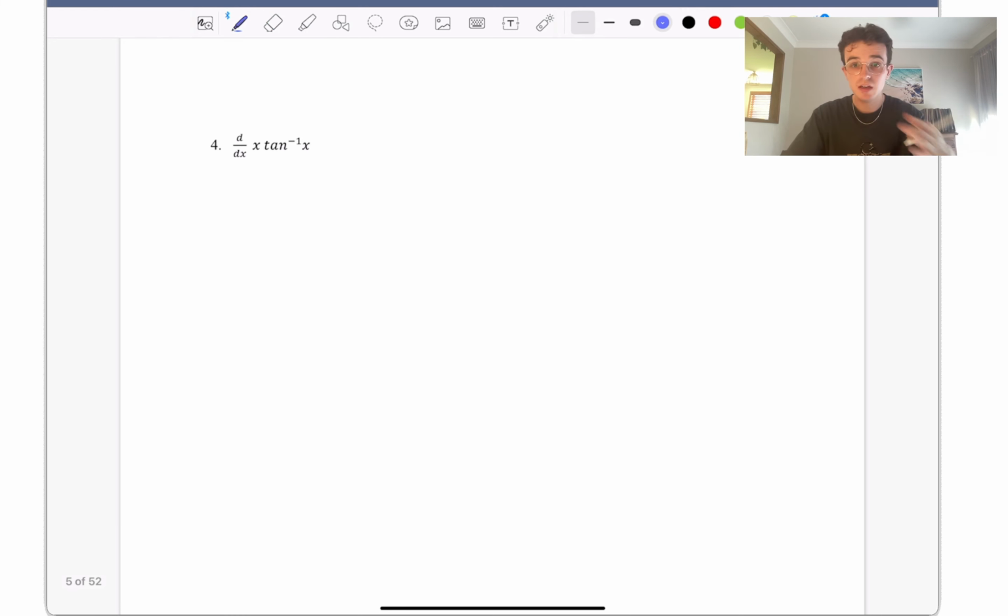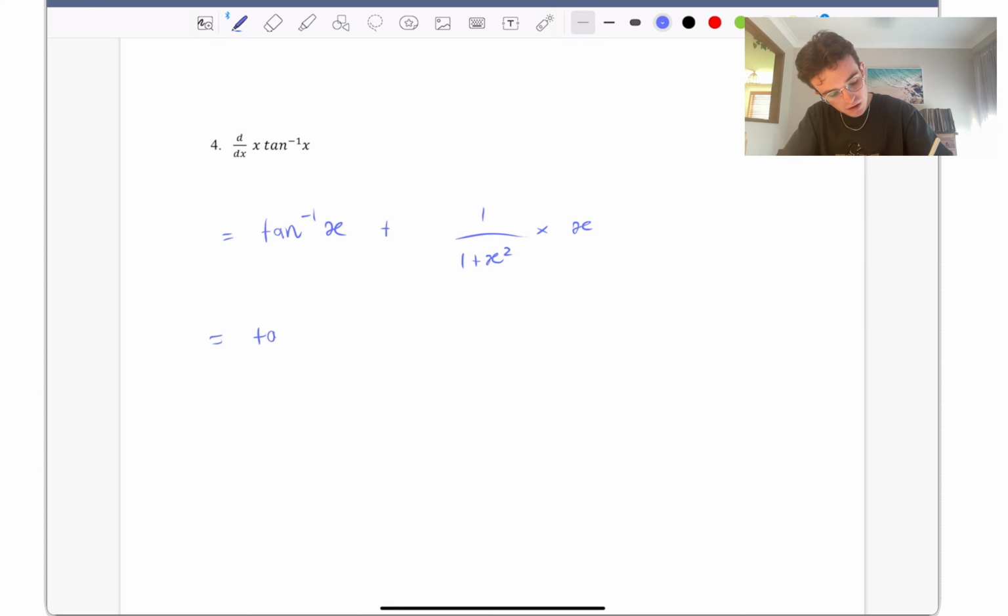So the product rule states that we differentiate the first thing and times it by the second thing, and then we add the differentiation of the second thing multiplied by the first thing. So the differentiation of x is 1 times tan inverse of x, so we've just got tan inverse of x, plus we differentiate the second thing, 1 over 1 plus x squared, and times it by the first thing, x. So therefore the differentiation is tan inverse of x plus x over 1 plus x squared.